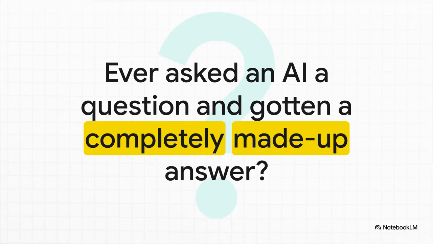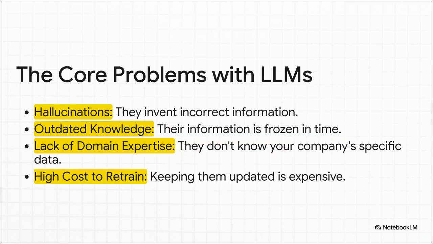You've been there, right? We all have. You ask a chatbot something specific, and it just confidently makes something up. This is a huge problem, and it's what's holding AI back from being used in places where the stakes are really, really high. So why does that even happen?